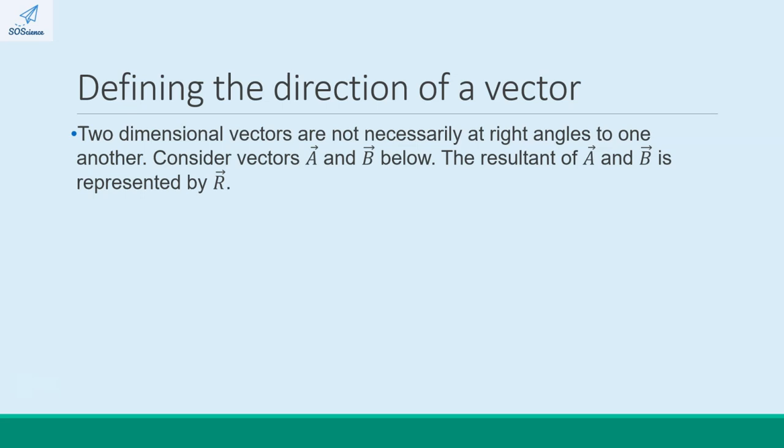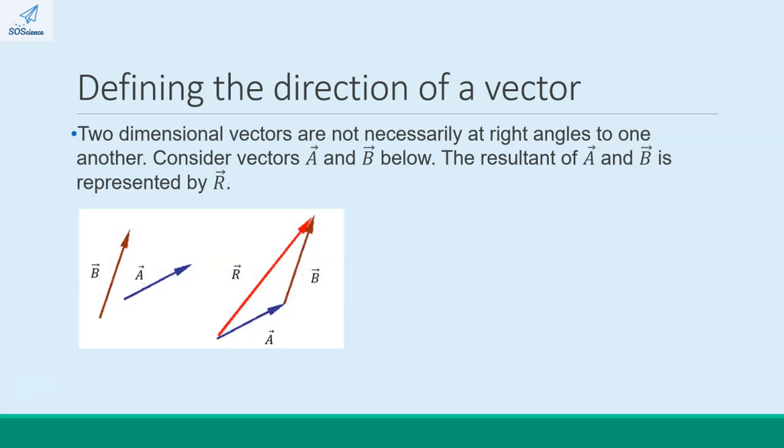Now, two-dimensional vectors, as I already mentioned, are not necessarily always going to be at right angles to one another. So if we consider vector A and vector B, they're not at right angles, but provided that we know their angles, we can still apply the head-to-tail method. So here's vector A, here's vector B, and the resultant is from the tail of the first to the head of the last.